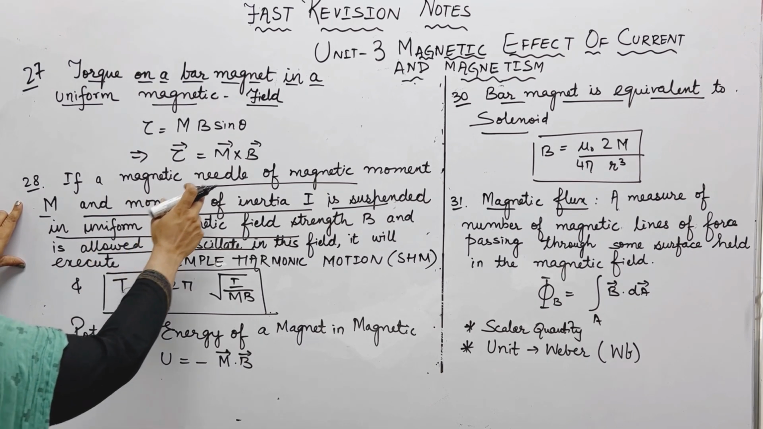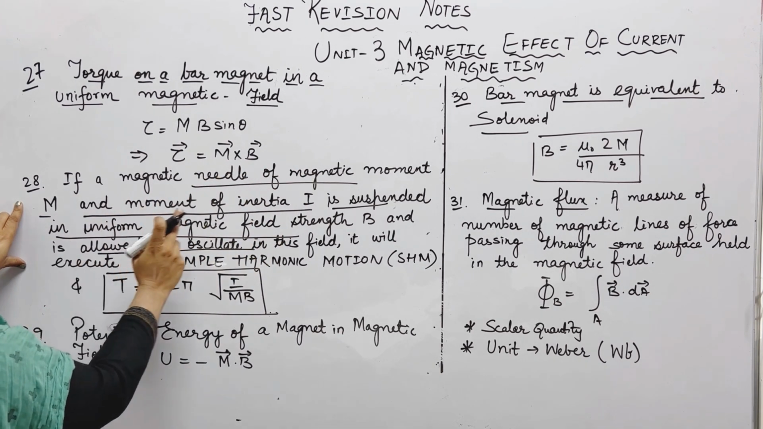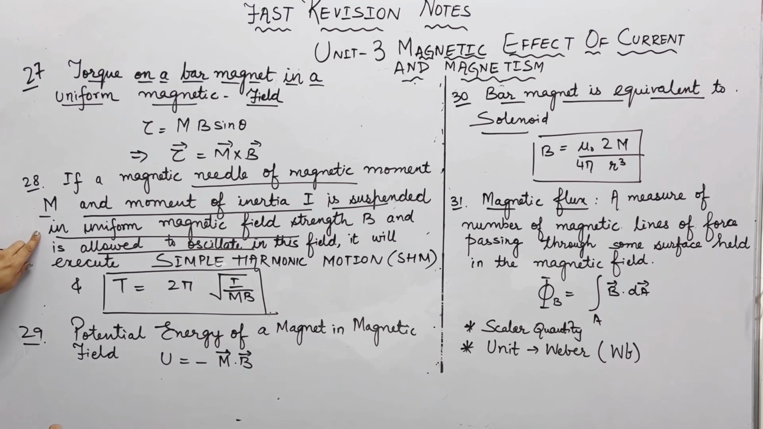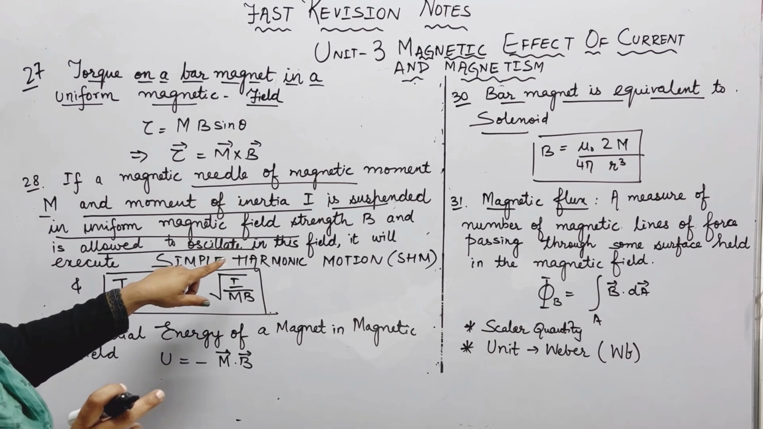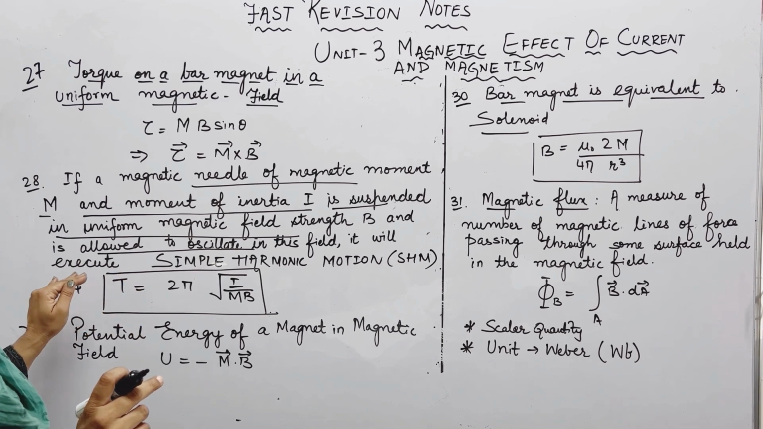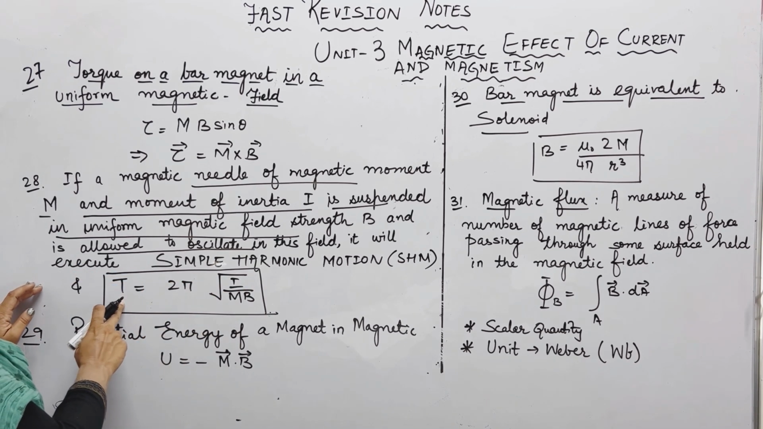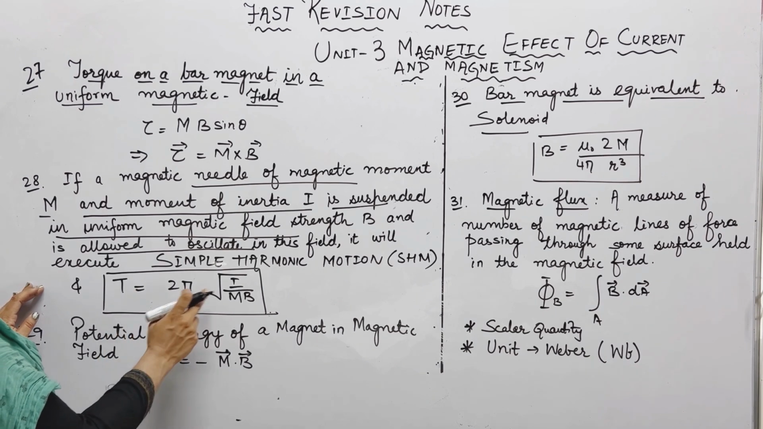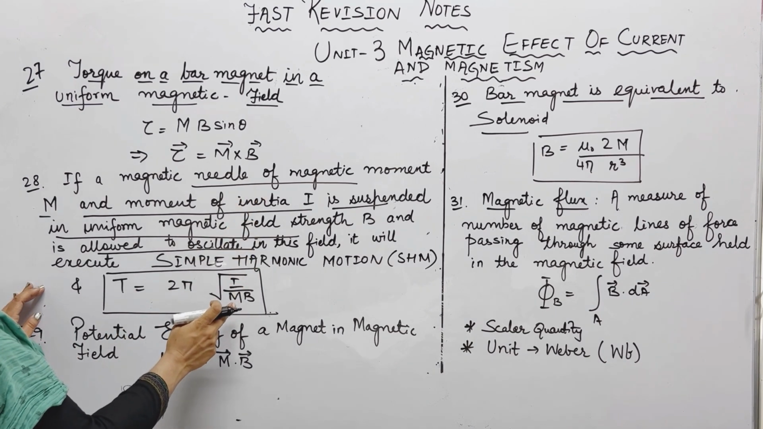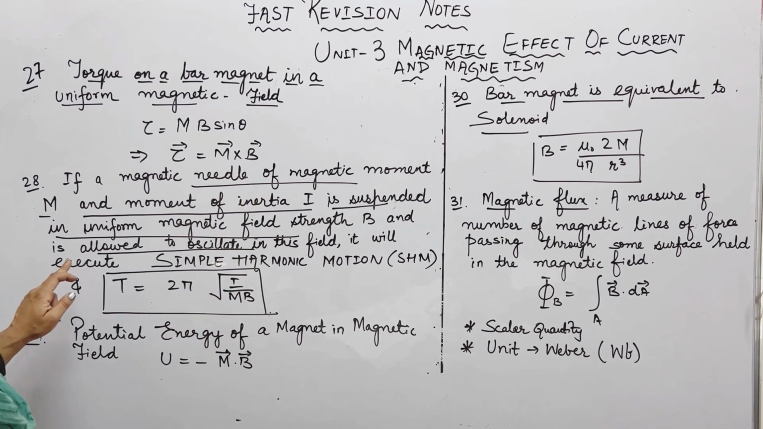Now, if a magnetic needle of magnetic moment M and moment of inertia I is suspended in a uniform magnetic field of strength B and is allowed to oscillate in this field, it will execute simple harmonic motion, SHM, and the time period will be given by T equal to 2 pi under the root I, moment of inertia, divided by the magnetic moment into the magnetic field.